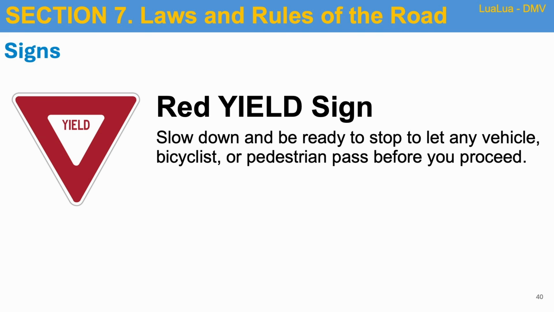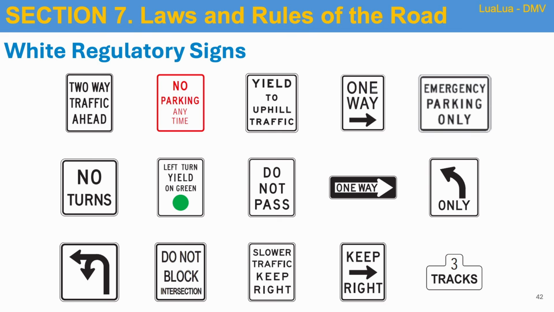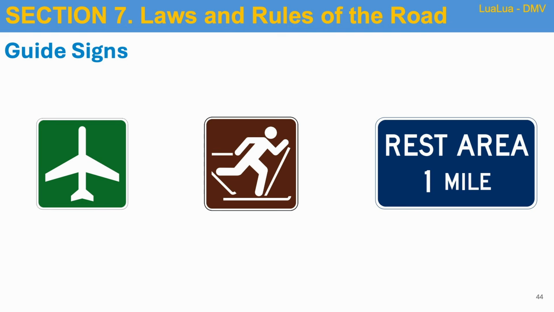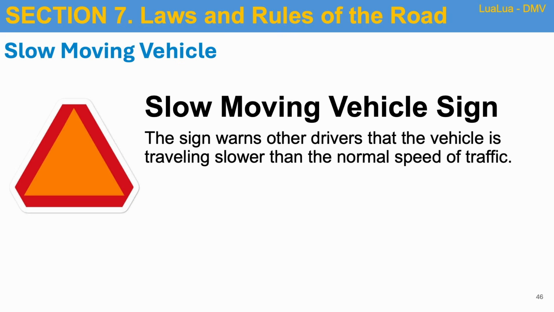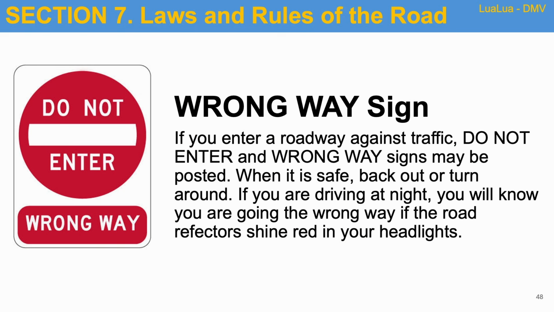Red and white regulatory signs. White regulatory signs. Highway construction and maintenance signs. Guide signs. Hazardous load placards. Slow-moving vehicle. Warning signs. For more information, visit .ca.gov. Red and white regulatory sign.